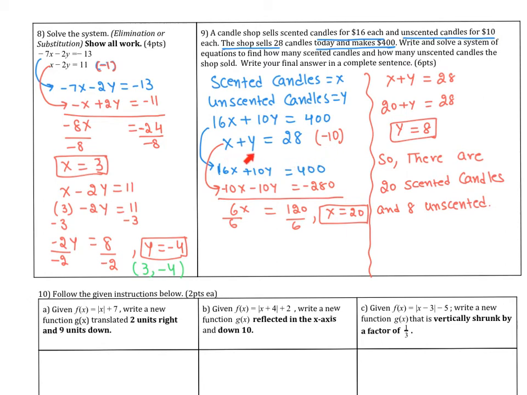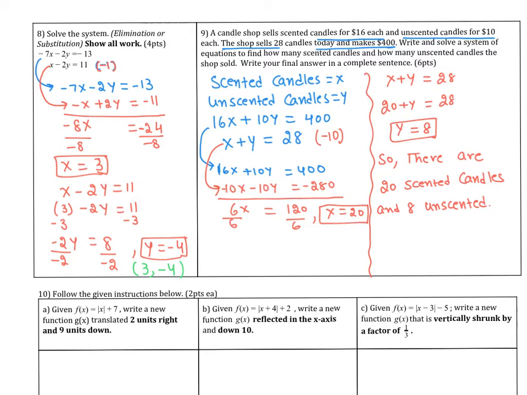So this is going to be negative 10x minus negative 10y equals negative 280. Adding the two will cancel 10y and negative 10y. 16 minus 10 is 6, so 6x equals 120. Divide by 6 on both sides. So x, which is scented candles, is 20.